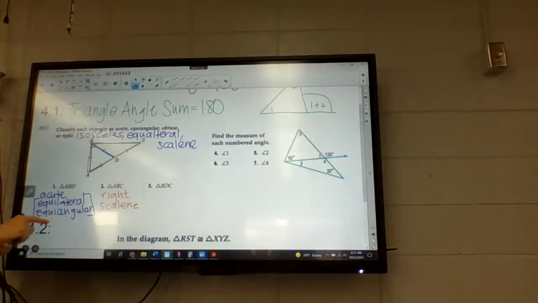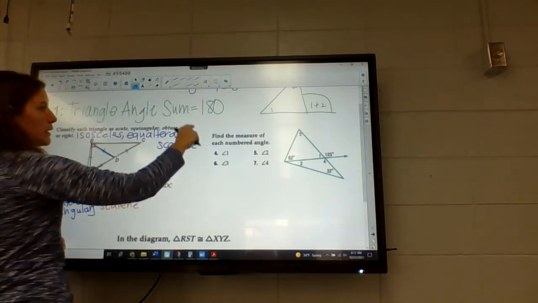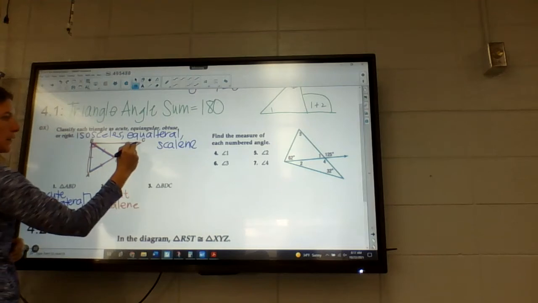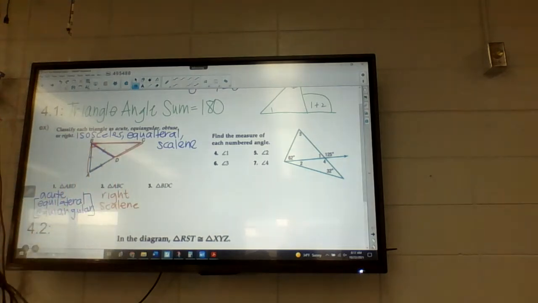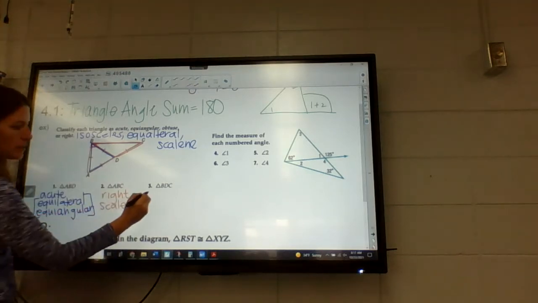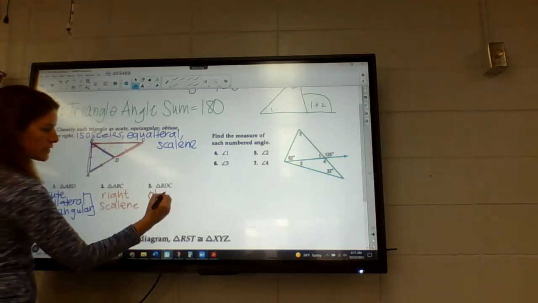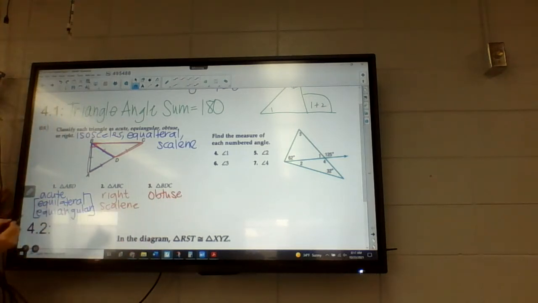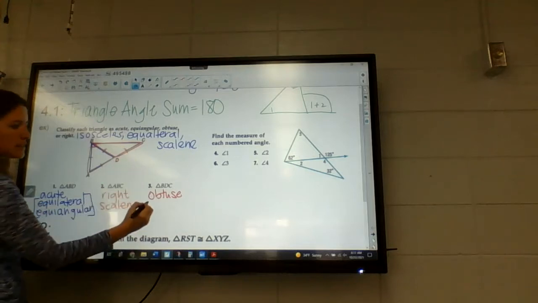All right, and then BDC is our last one up here. So that's here. Yeah, go ahead, Clayton. It's obtuse. Obtuse. And we'll talk about in a second why we know that. Mackenzie, what's the other word about it? It's isosceles. We have 2 equal sides.